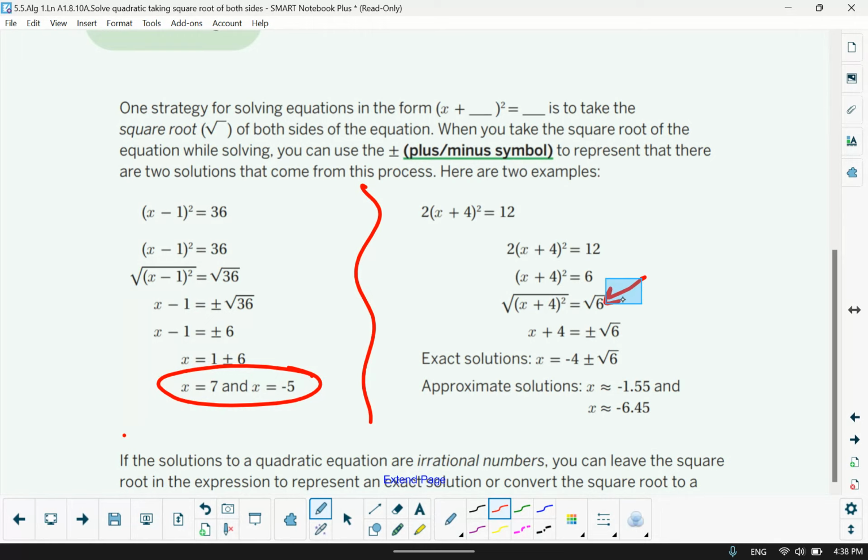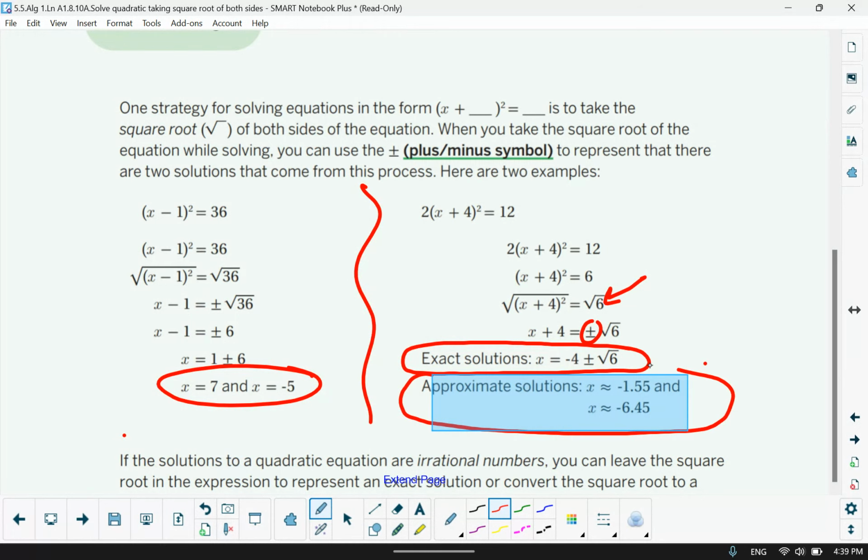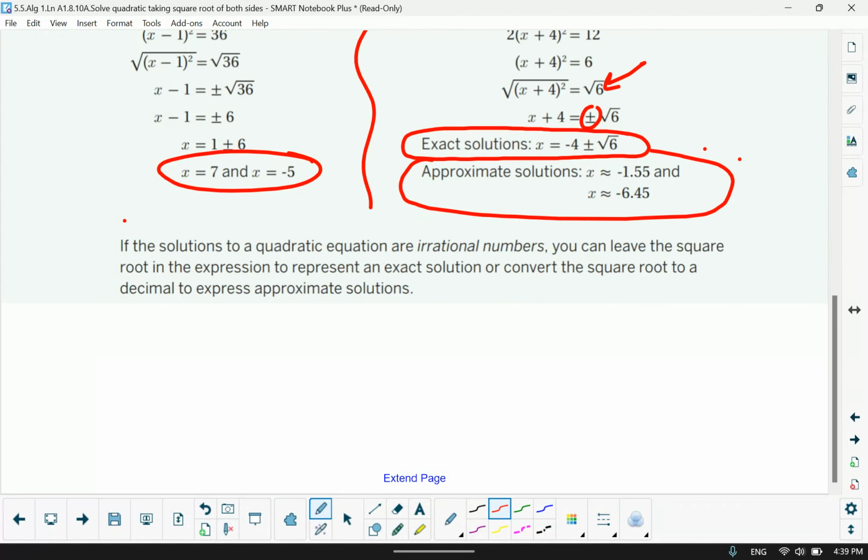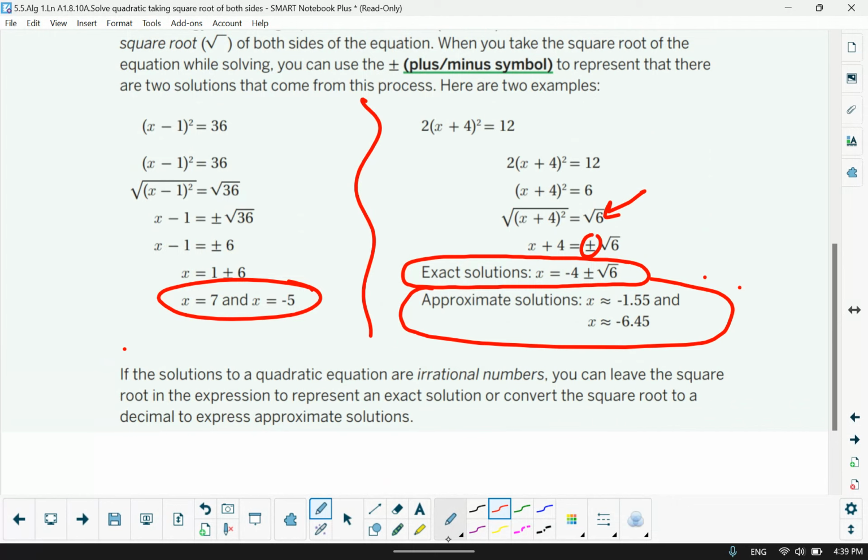Other times we'll end up with something that's crazy, ugly, irrational. Now we can still use the positive or negative symbol, and we can write exact using the radical symbol, or we can come up with an approximation to decimals. It all depends on what, basically, the directions will ask for.